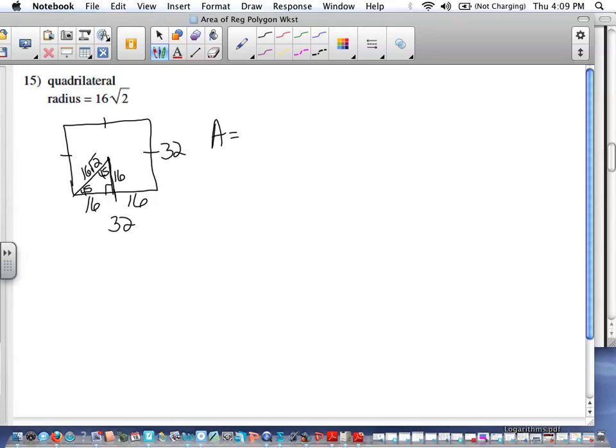So the area is equal to 32 squared for this problem, which is 1,024.